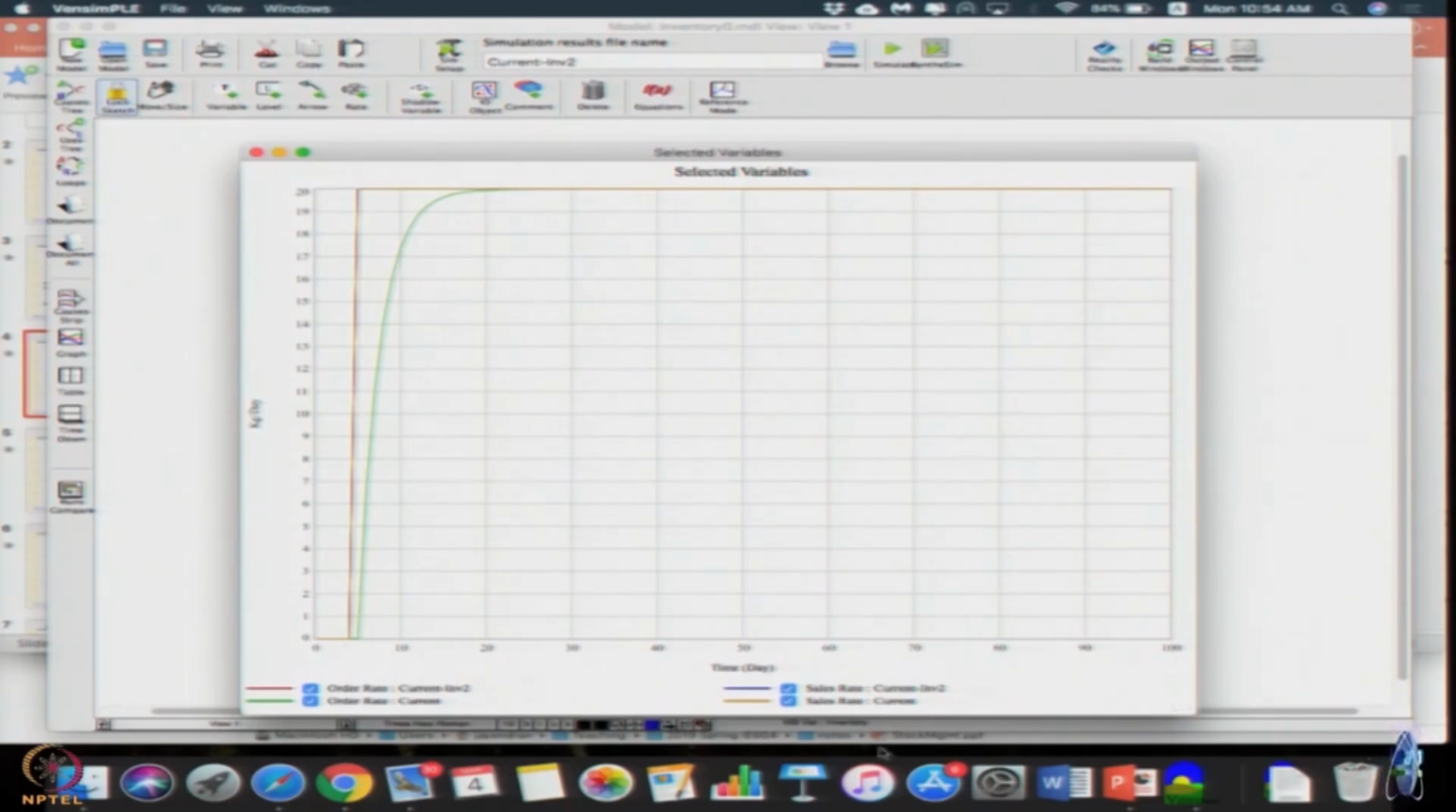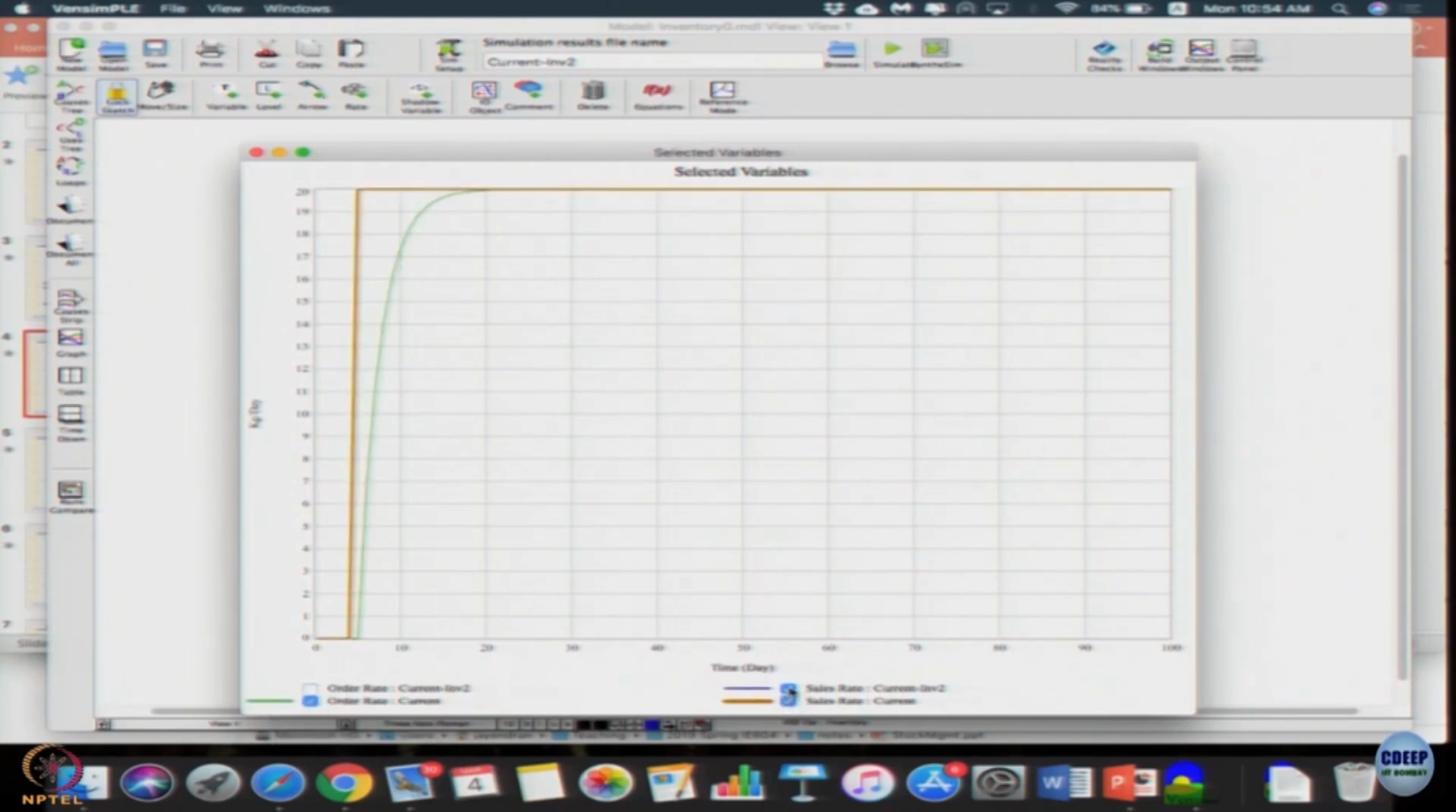Is that... sorry? No, sorry. So, there is a change in dynamics. Actually, this is the order rate and sales rate. Now, it closely resembles the order rate. We will get a step graph here, right? It immediately changed to that. Just ignore the previous statement.